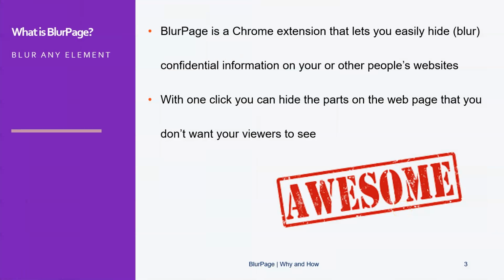What is BlurPage? It is a Chrome extension with which you can actually do only one thing, just blur the elements or text that you don't want people to see. And I'm going to show you in a bit how this works in practice. And with one click of your mouse, you can just hide the parts of the web page in Chrome, and you can take your screenshot or make your video.